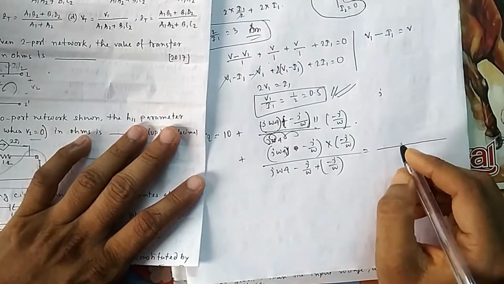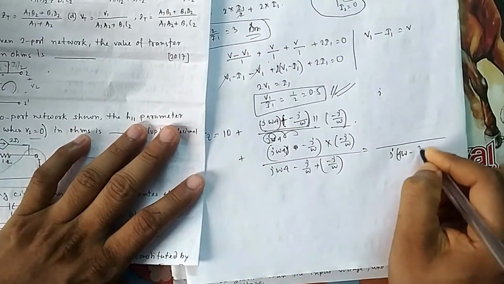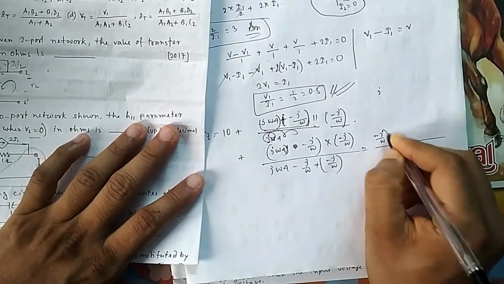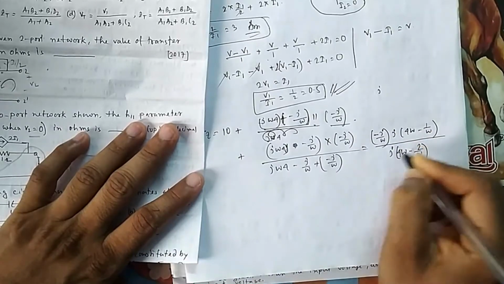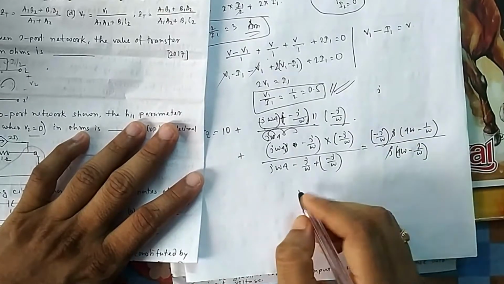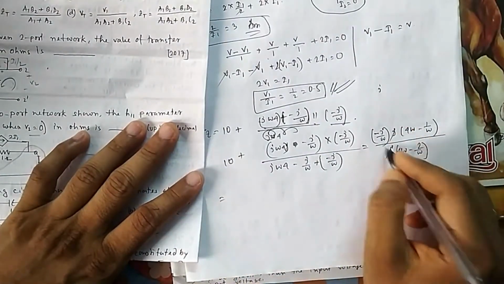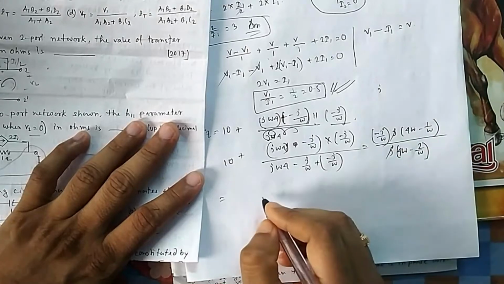So if you do this one, it will finally be j, if you take common, 4 omega minus 2 by omega, and then it will be minus j by omega into j, if you take common, 4 omega minus 1 by omega. So this j you can cancel. So what is the ultimate thing you are getting? Imaginary part. The imaginary part is this one, including j. So this one should be equal to 0. So you can make this one with 0.